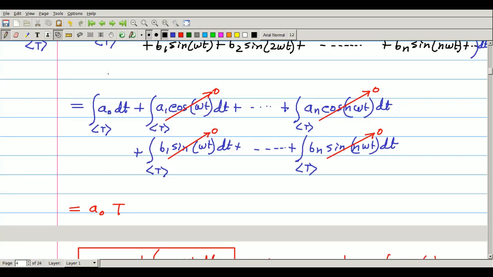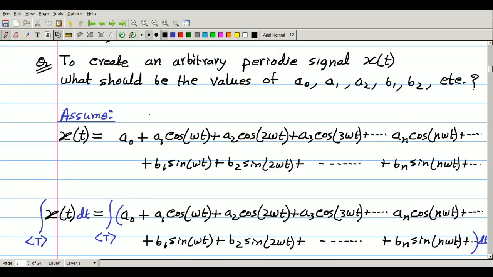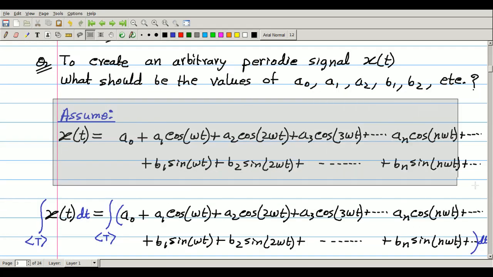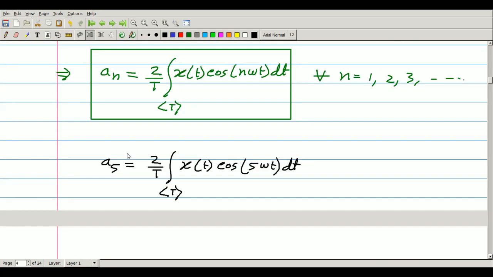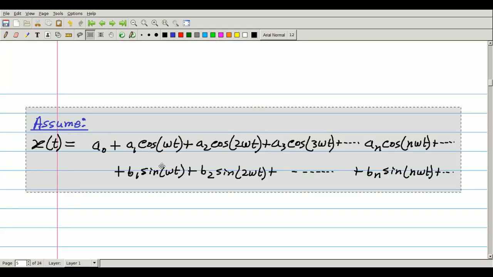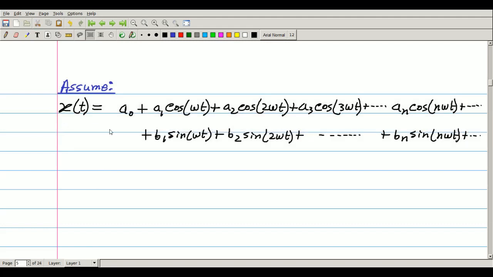Now let us try to find the values of b1, b2, bn, etc. So for that, we will again start with the assumption that for some values of a1, a2, b1, b2, etc., it is possible to write x(t) as a sum of sine and cosine signals, and then we will multiply both the sides with sine n omega t.